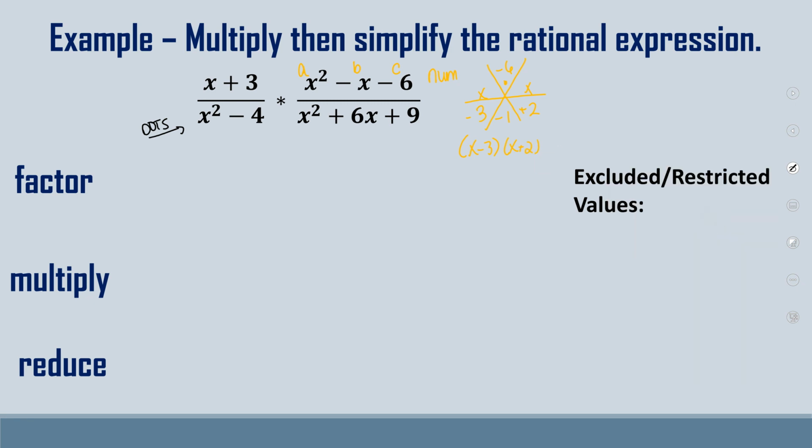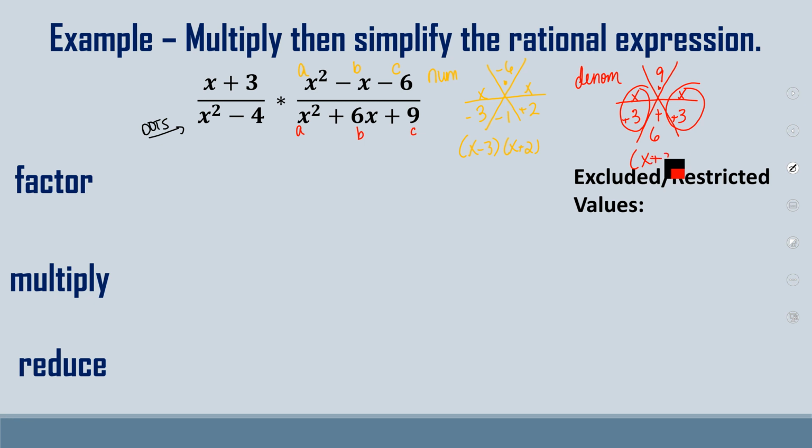Okay, denominator of the second fraction. So I'm taking the coefficients of A and C, 1 and the constant, 1 and 9. What multiplies to 9 and adds to the coefficient of the middle term, B, which is 6? 3 multiplied by 3 is 9. 3 plus 3 is 6. So that actually is a perfect square if you recognize it.